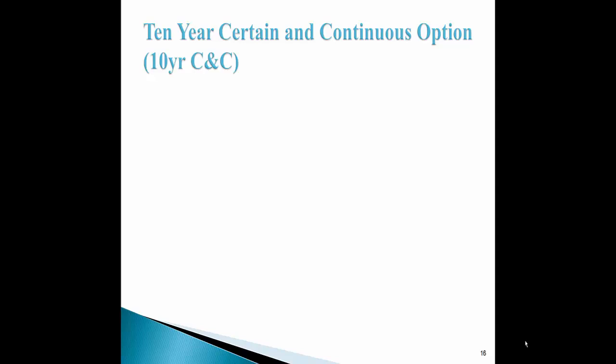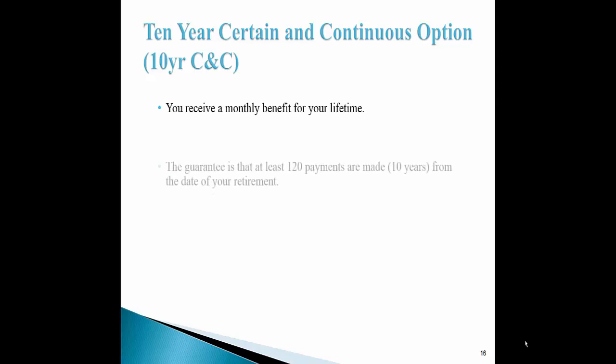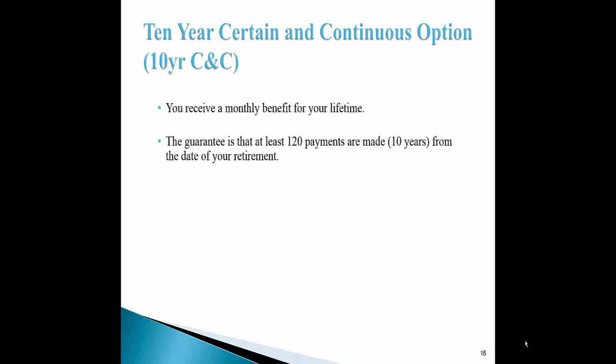The 10-year certain and continuous, or 10-year CNC option. This payment option is based on a payment for the retiree's life, only for members of the optional and optional integrated plans. If you elect this payment option, you will receive a monthly benefit or pension payment for your lifetime. The benefit guarantee is that at least 120 payments will be made from the date of your retirement. The 120 payments will be made to either you or your named beneficiary.